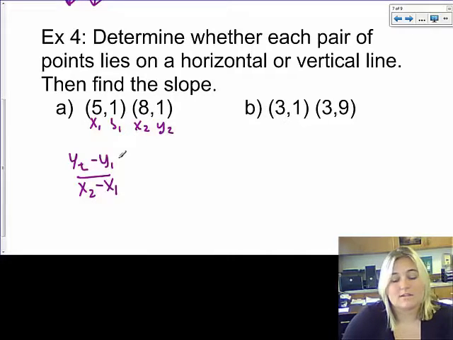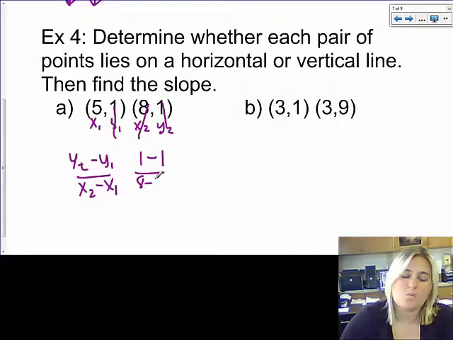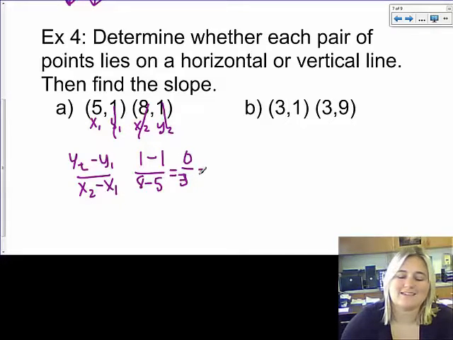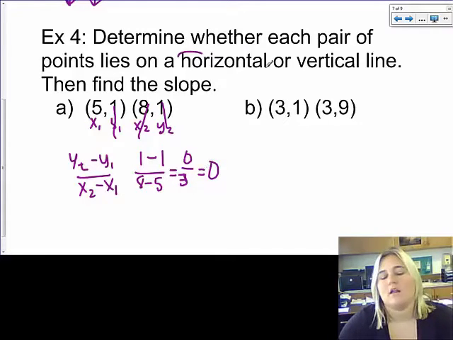Okay, so y sub 2 is 1 minus y sub 1, which is 1, over x sub 2, which is 8, minus x sub 1, which is 5. So I have 1 minus 1, which is 0, over 3, and 0 over 3 is just 0. So what kind of a line has a slope of 0? I hope that you remember that was a horizontal line.